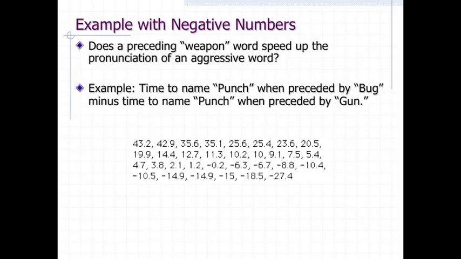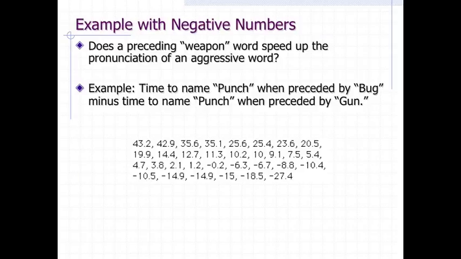The data shown here are from a study on aggressive thinking. Each value is the mean difference over a series of trials between the time it took an experimental subject to name aggressive words, such as punch, under 2 conditions. In one condition, the words were preceded by a non-weapon word such as bug. In the second condition, the same words were preceded by weapon words such as gun or knife. The issue addressed by the experiment was whether a preceding weapon word would speed up, or prime, pronunciation of the aggressive word compared to a non-weapon priming word.